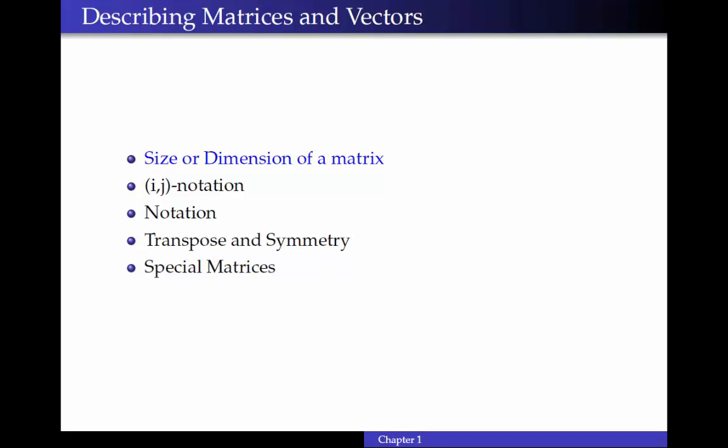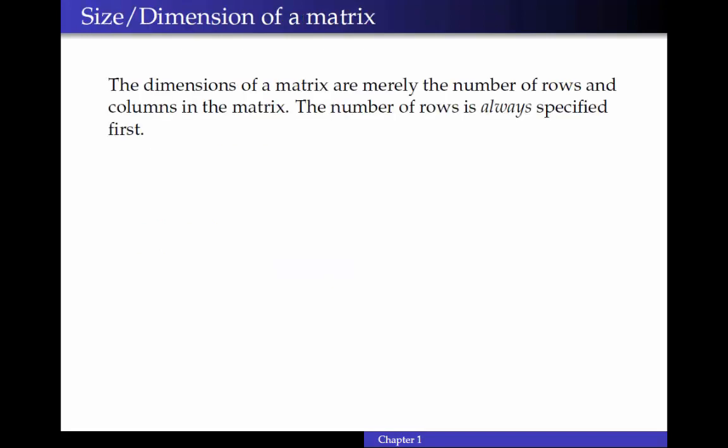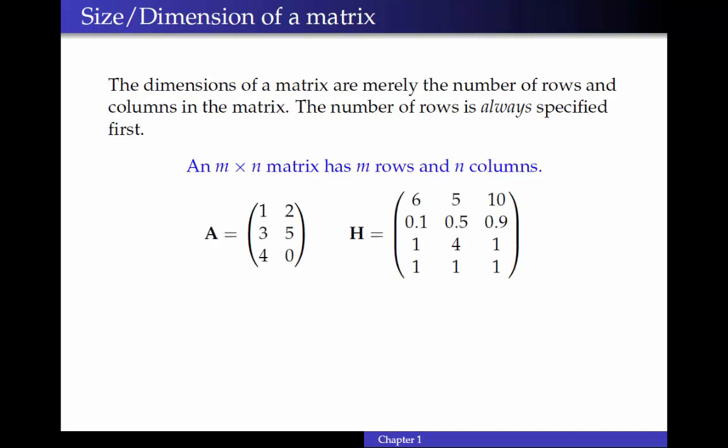So we'll start with the size or dimension of a matrix. The dimensions of a matrix are merely the number of rows and columns in the matrix. So that's pretty easy. The number of rows is always specified first. So an m by n matrix, m rows, n columns. This m, the rows, will always go first. So here we have 3 rows, 2 columns. So A is 3 by 2. H is 4 by 3.